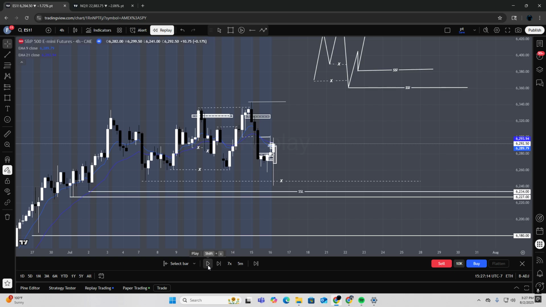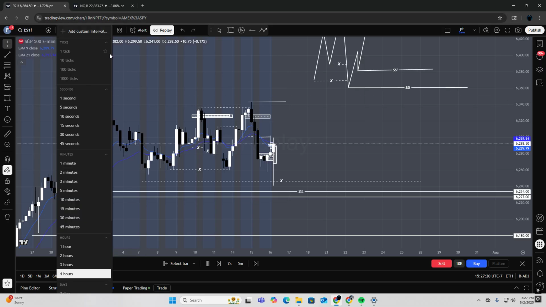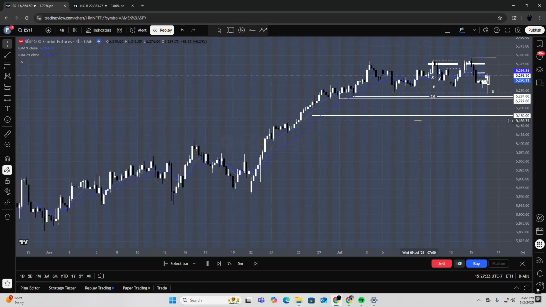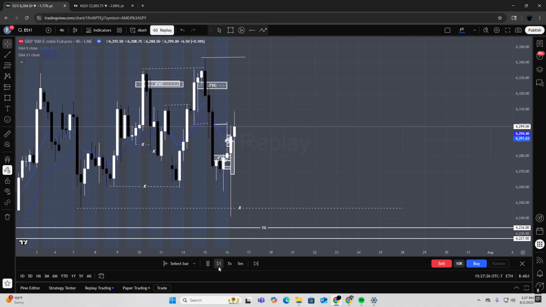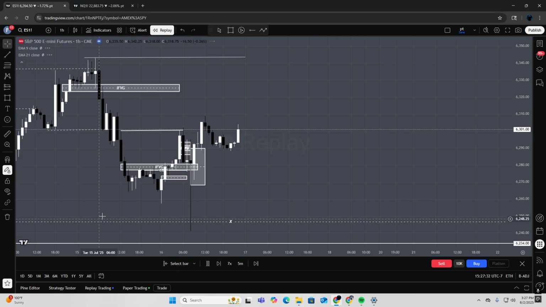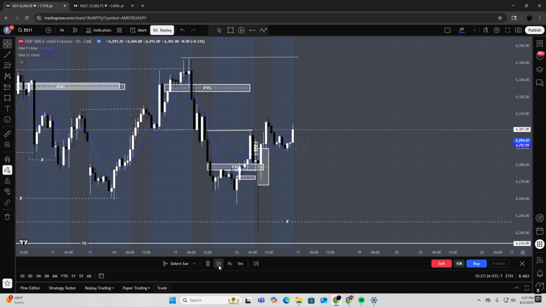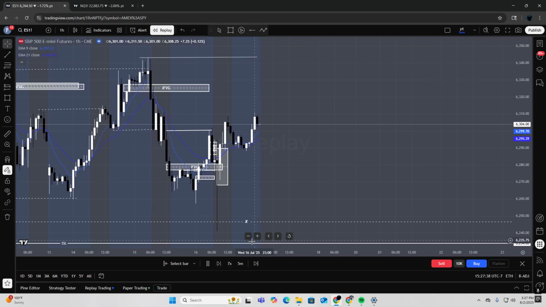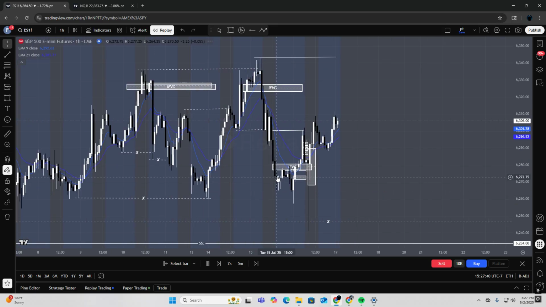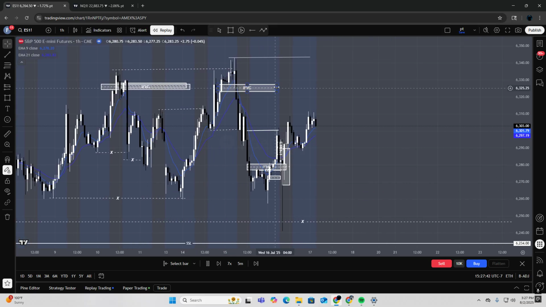What are we going to get? We're going to get basically this move to the upside. My replay mode is being messed up right now, but you can start seeing that once we swept this low, we're going to target the highs.